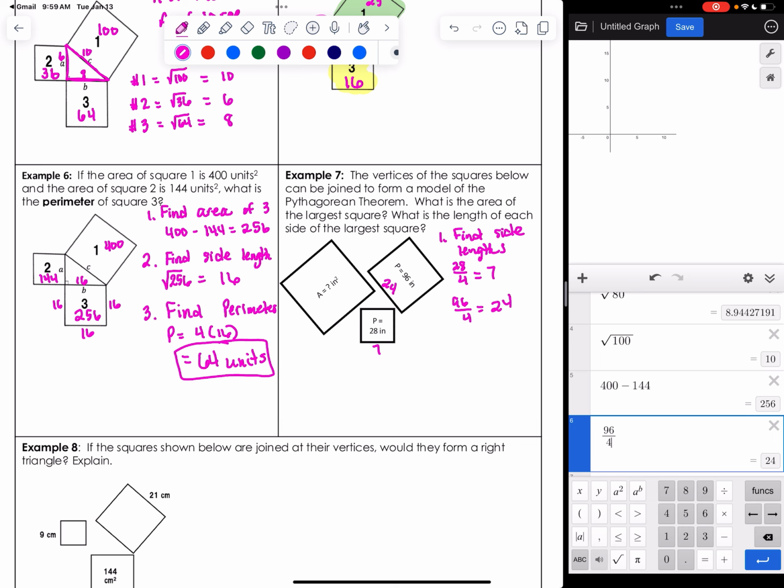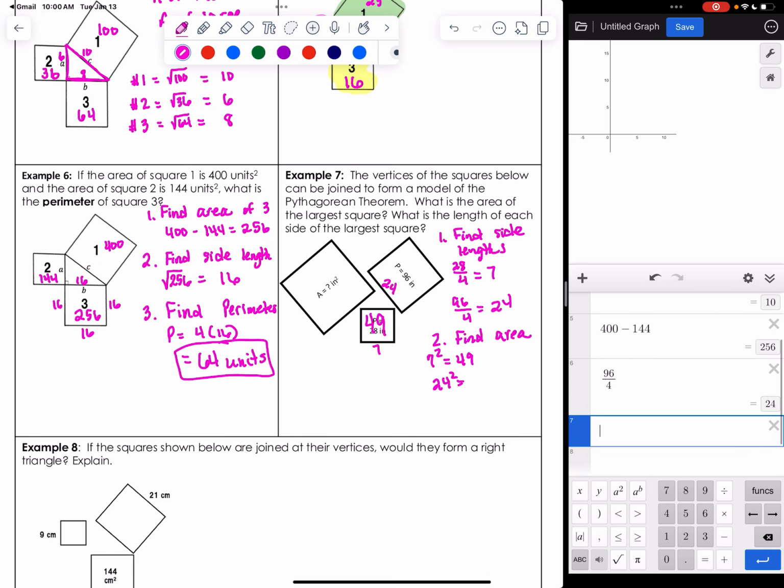Okay. Now that you've got the side lengths, now we want the area of the small and the medium. So let me write that down. Find area. You're going to want to refer to this page of notes when you're doing your practice assignment. So now we're going to find the area of each square. So 7 squared would be 49. So I know the area here is 49 units. And then 24 squared is 576. I'll put that there.